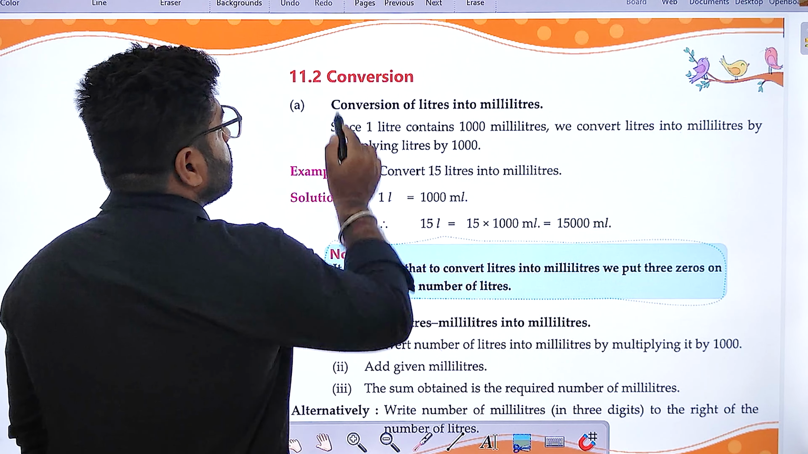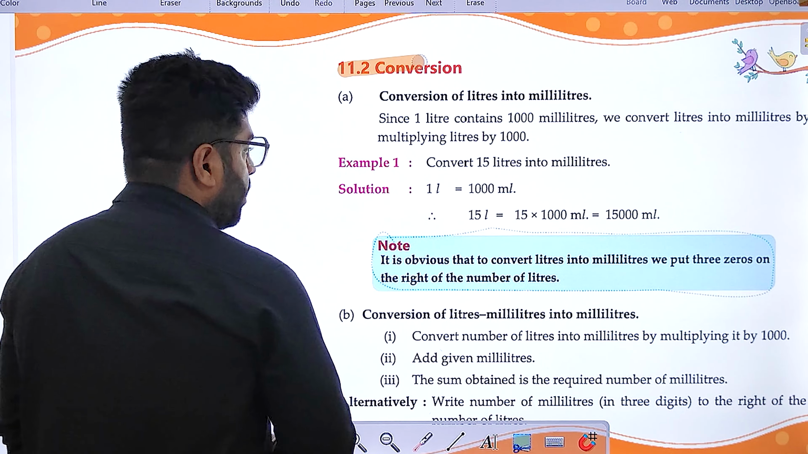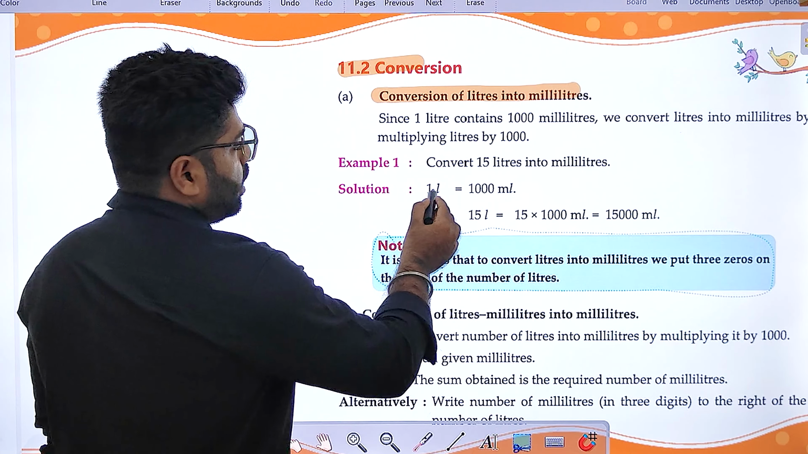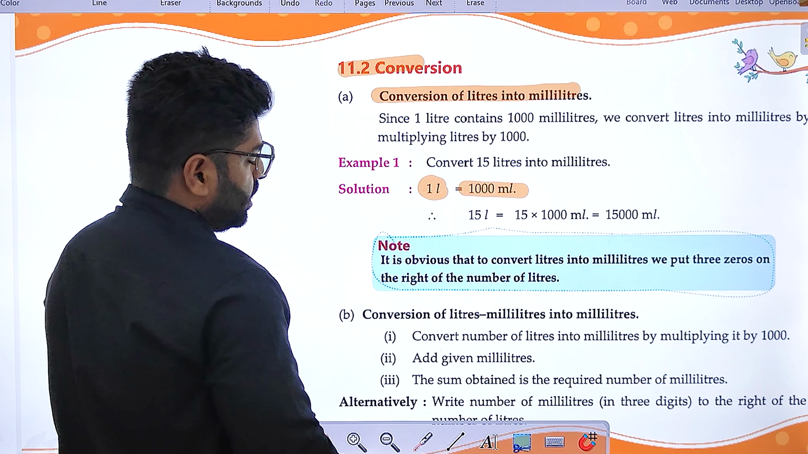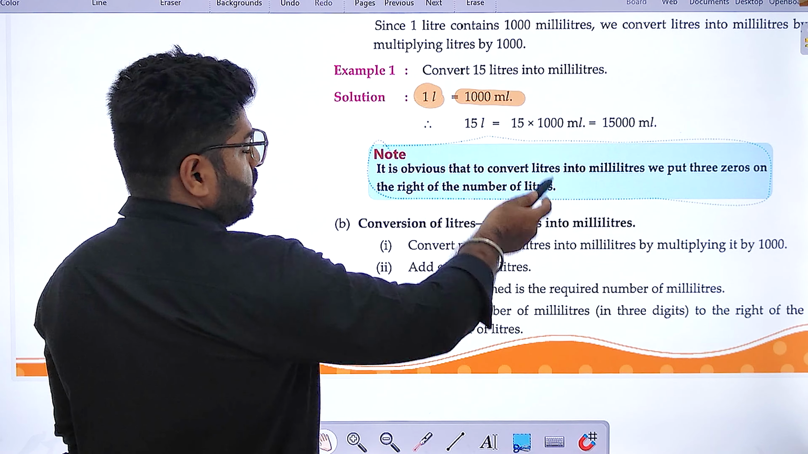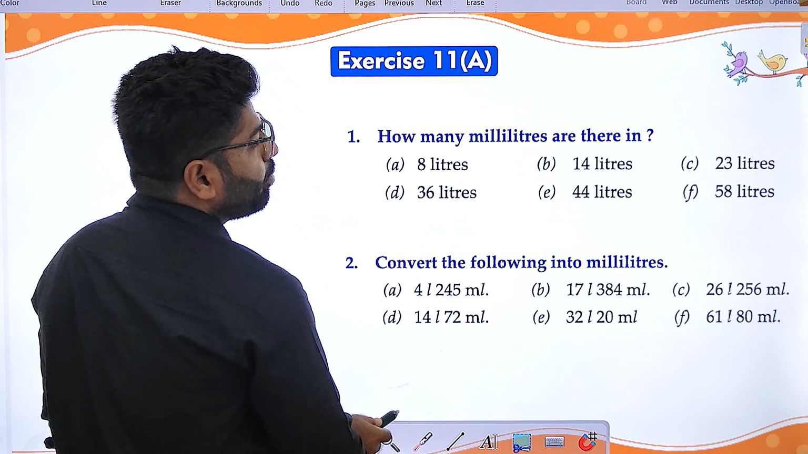Okay, now next we are going to do the conversion topic. So in conversion, we have to convert liters into milliliters. So here we are having 1 liter equals to 1000 milliliter. So conversion to milliliter, liter, milliliter. Okay, we will do it with the help of an example.